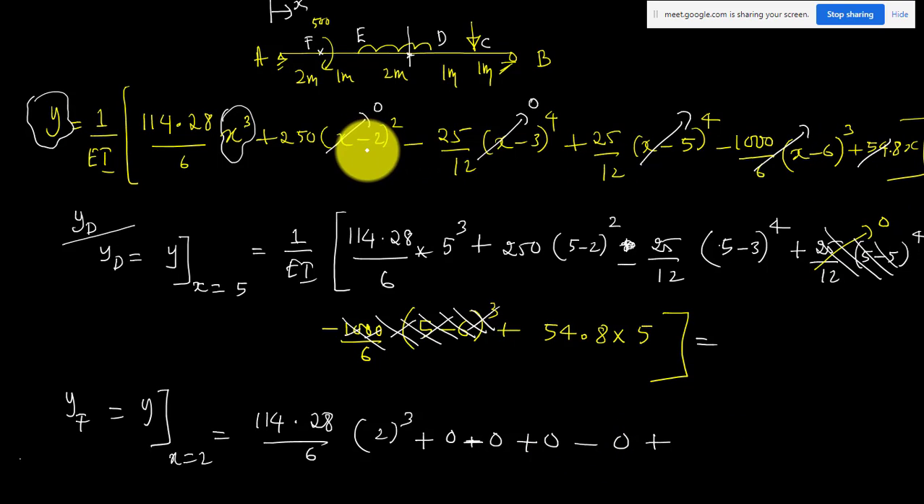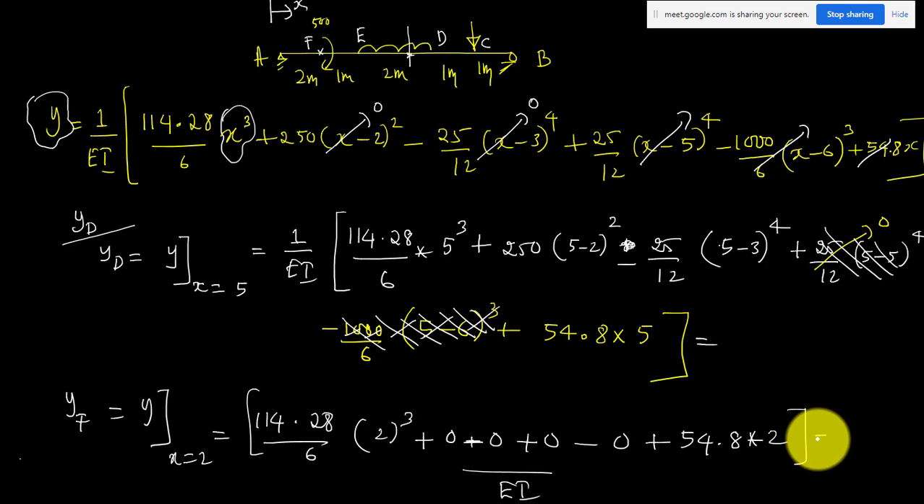Don't think that after this everything is 0. Sometimes we make that mistake. There is a term c1 x, so that term will always be there. The constant of integration will always be there. So this is 54.8 into 2, and this is your deflection. If you find out the value and divide by your flexural rigidity EI, that is your value of deflection.